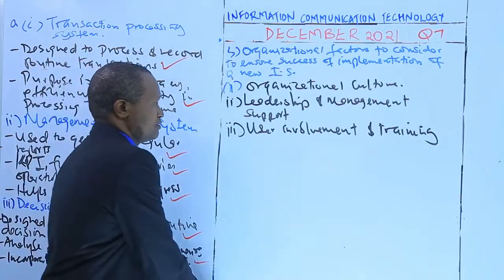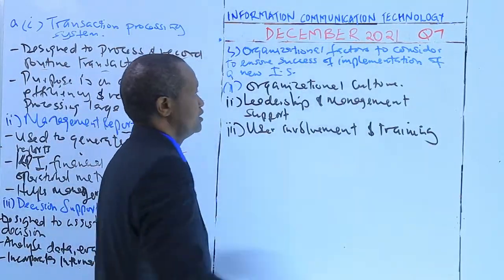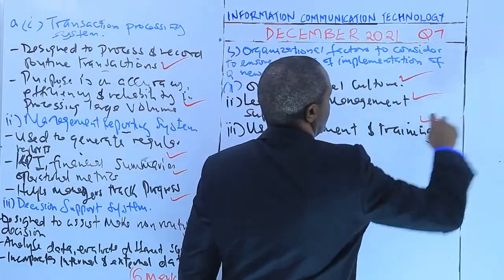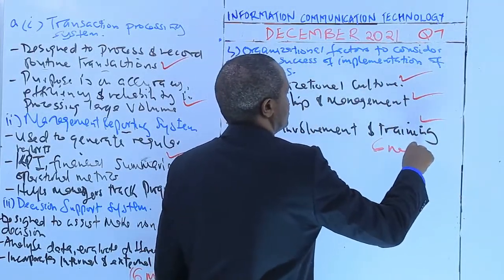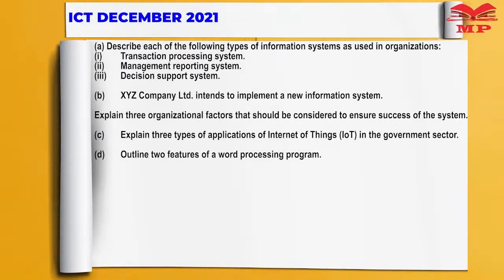6 marks. Each 2 marks. 1, 2, 3, 6 marks. That is part B. Part C, explain 3 types of applications of Internet of Things in the government sector.